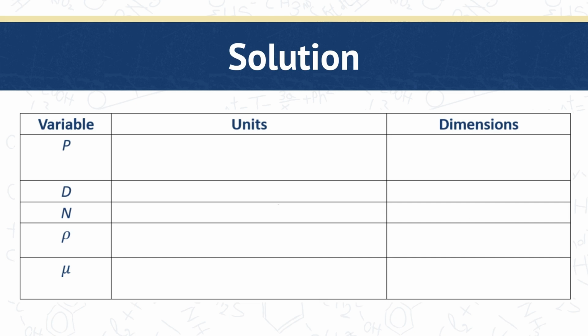Let's break down the variables into the fundamental quantities. The power is energy per time, and energy is force times length, and force, as we all know from the second law of motion, is mass times acceleration. We then have this expression for our power.